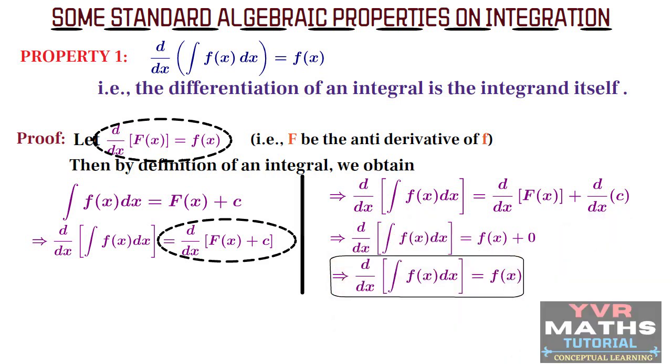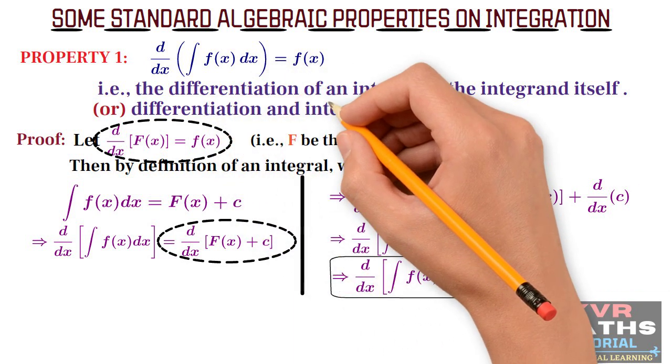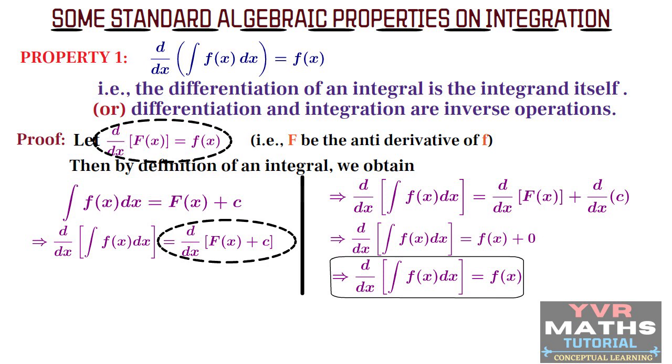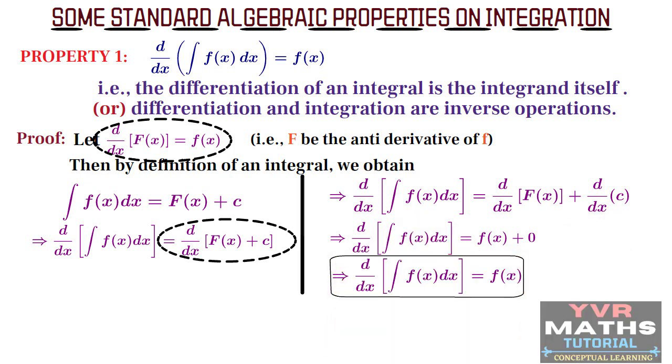This property statement we can say in another way. Differentiation and integration are inverse operations. That means the symbols d by dx and integral dx cancel each other when d by dx is followed by integral dx. Observe carefully. The symbols d by dx and integral dx cancel each other when d by dx is followed by integral dx. But when integral dx is followed by d by dx, they do not cancel each other.